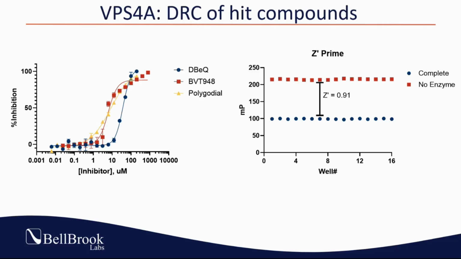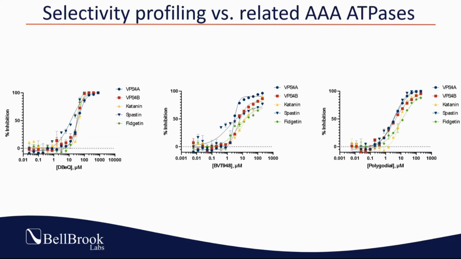We registered a Z prime score of above 0.9, reflecting that this assay is highly reproducible and robust, and that these results are likely to be reproduced. And on the following slide, we actually do show that when we move into a selectivity profile, where we bring in additional AAA ATPases. So those were dose response assays originally for VPS4A. This profile brings in VPS4B, catenin, spastin, and phygitin.